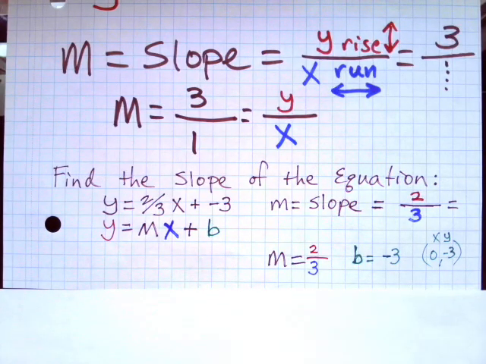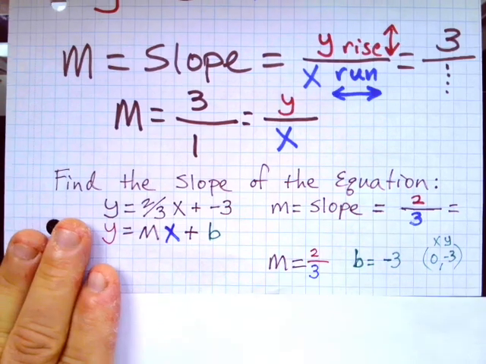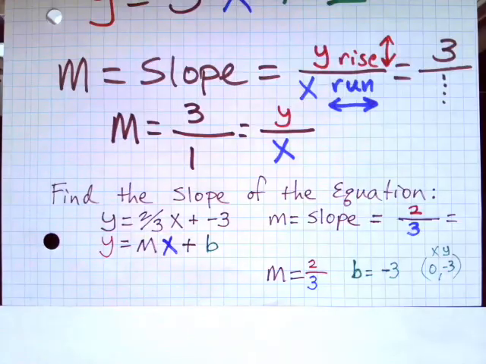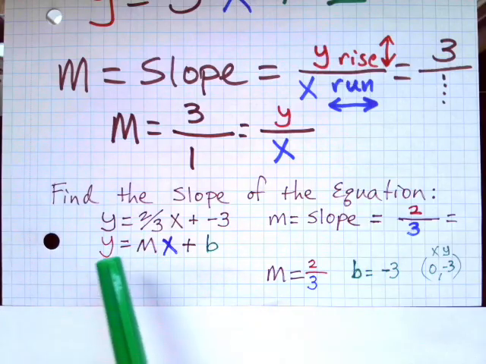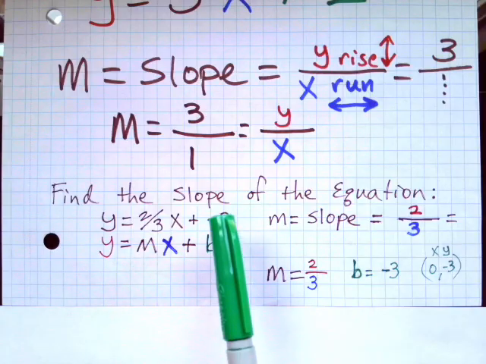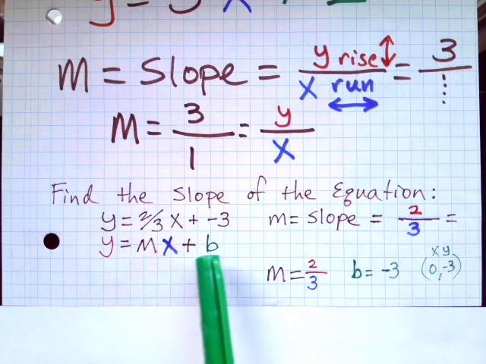Hopefully this has helped you in understanding slope and the y-intercept. That's what you're going to use in slope-intercept form in order to create the equation. You just need to know what the slope is. You need to know what your y-intercept is. You substitute the values, and you've created your equation.